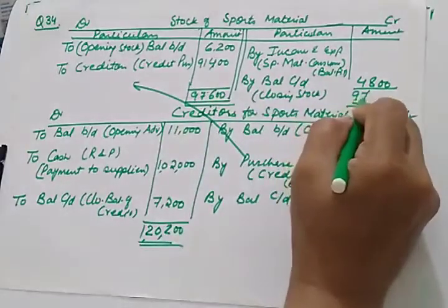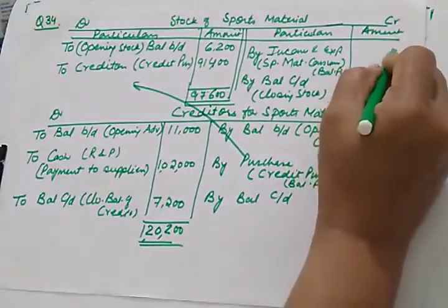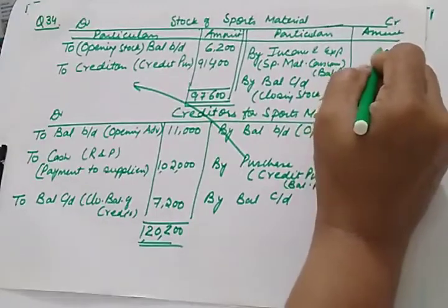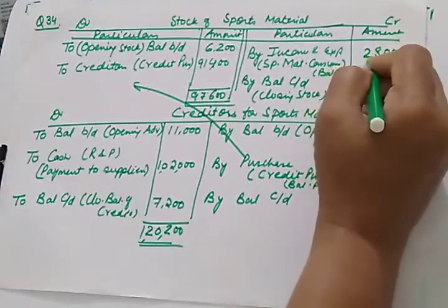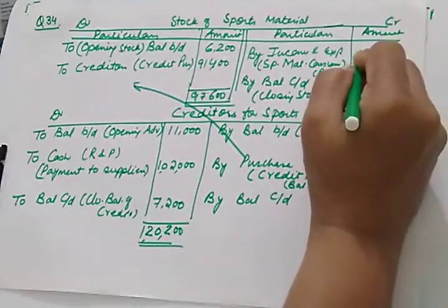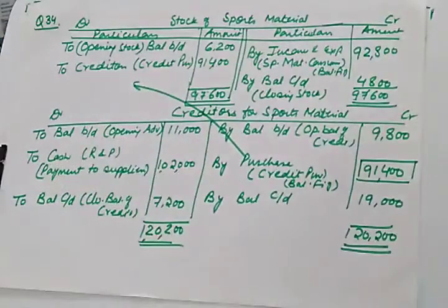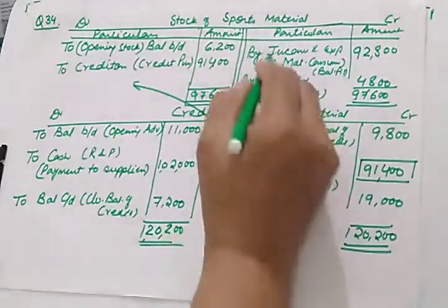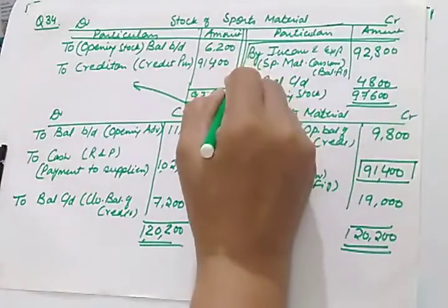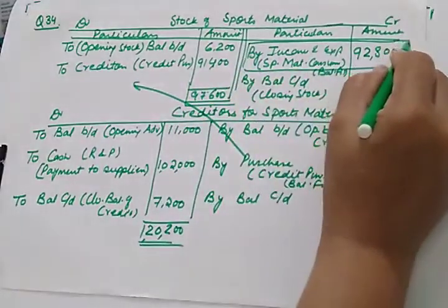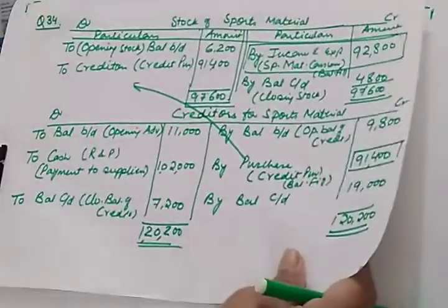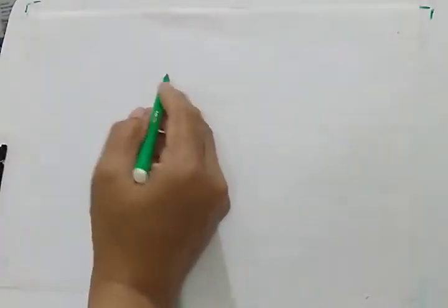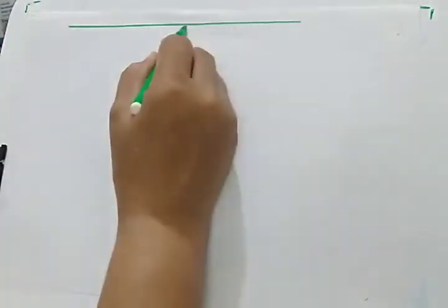So 97,600, here it will be 0, 0, 8, 6, 1, 5, 5 means 2, 2 here, and 9. 92,800 is the amount which is to be debited to income and expenditure account. So let us see how these values are to be shown in the balance sheet of the firm, non-profit organization. So first of all, let me make income and expenditure.